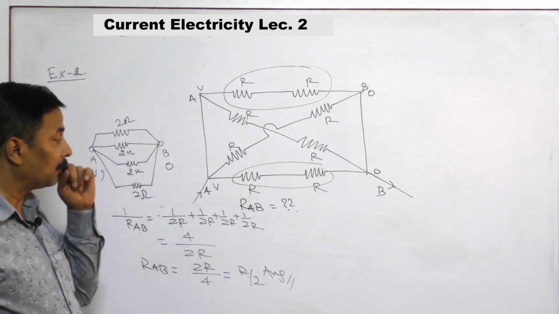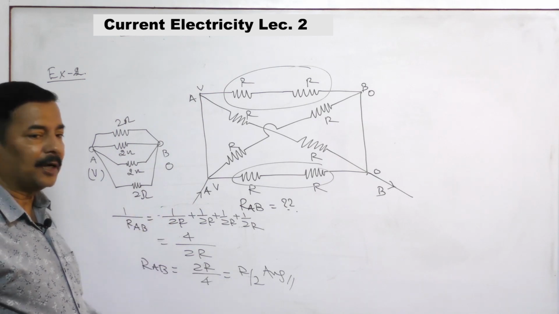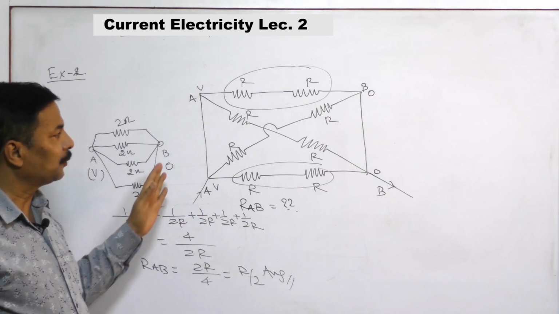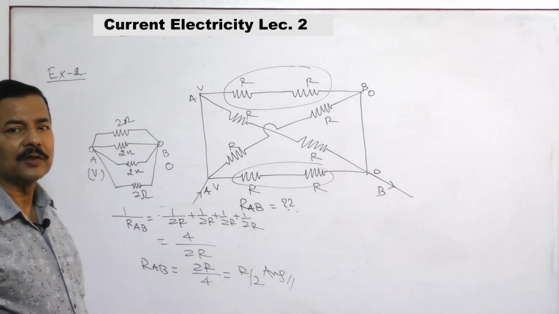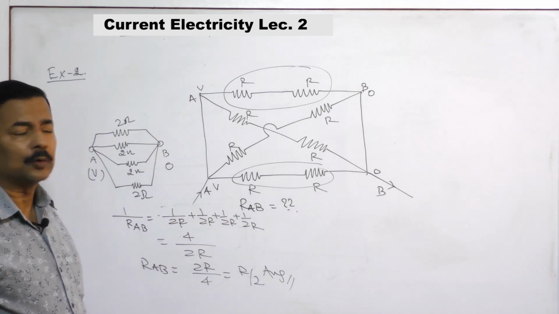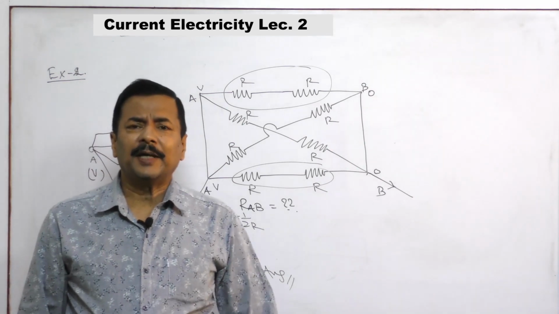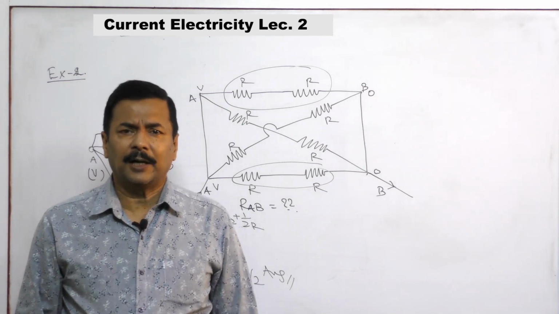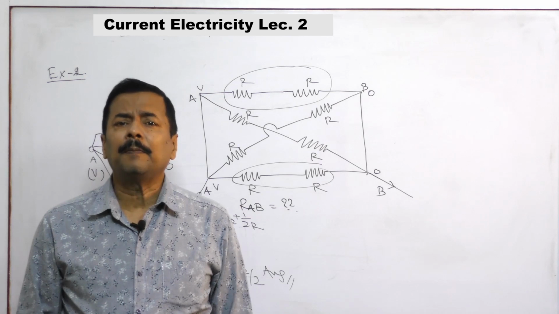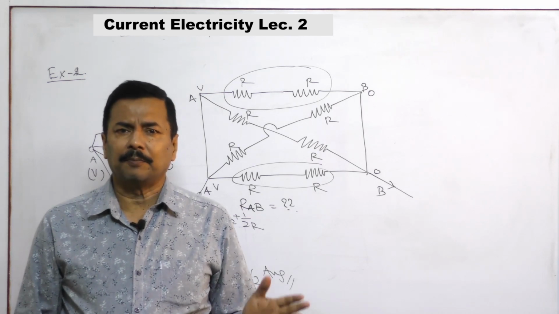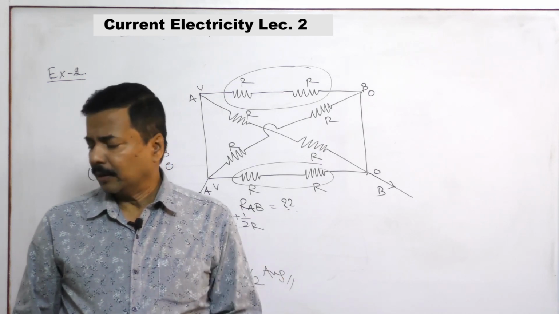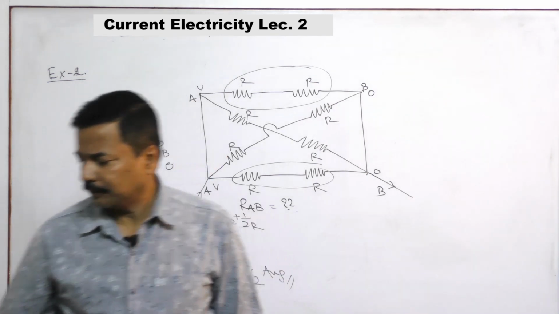For this network, what are we getting? We are getting R by 2 as the answer. So this way also the series parallel concept can be applied and understood, and it will be helpful to you. So a few basic questions we have seen. Similarly, we will be increasing our level of understanding of questions from basic to some higher level questions.